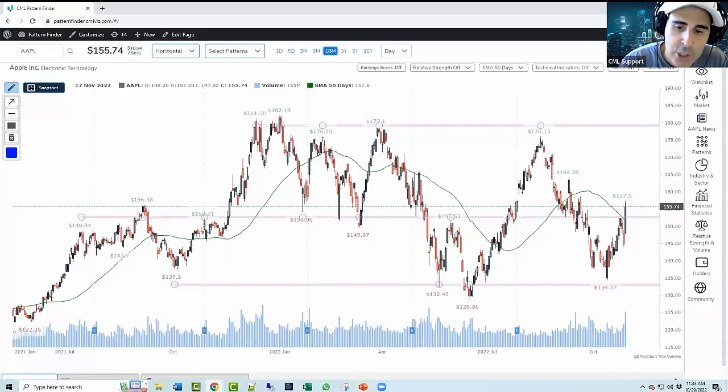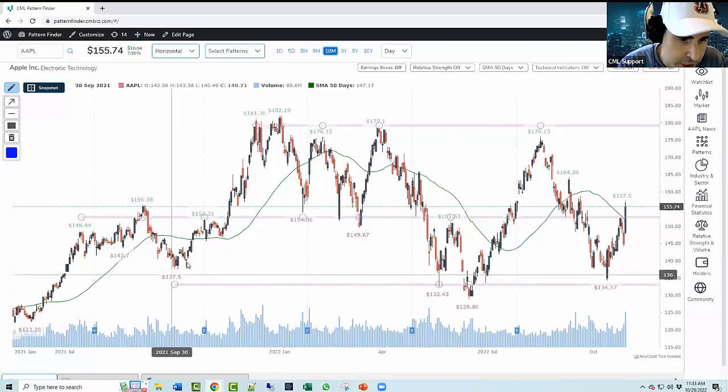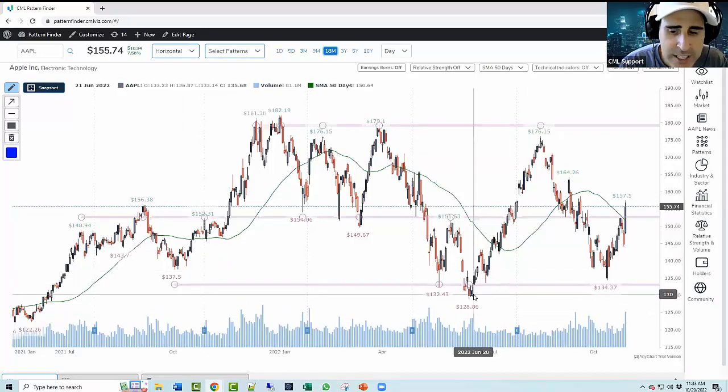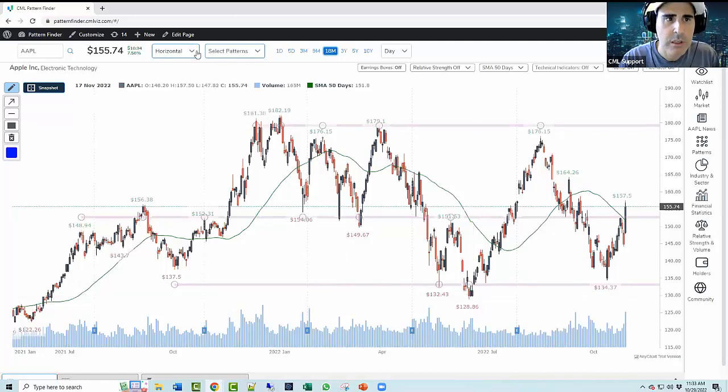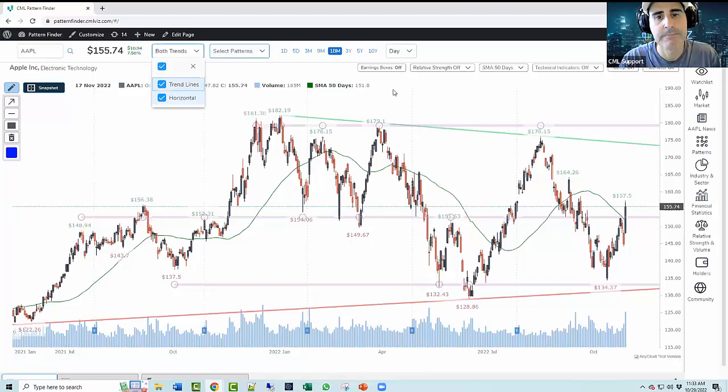We need to add trends. So we can use these same congestion points, but try to see if there's a trend. Are there higher highs or lower highs and lower lows? That's where you add trend lines.